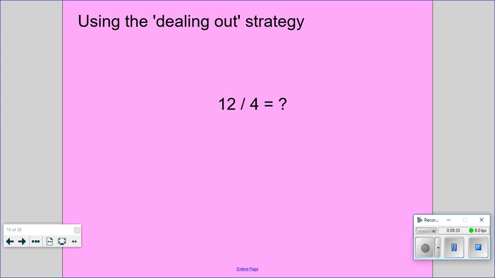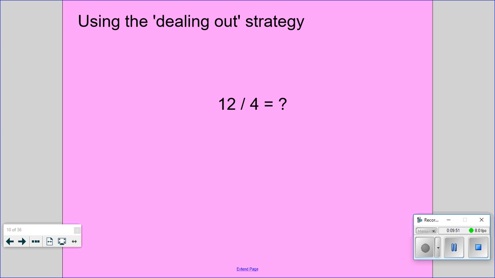Yes, ma'am? It doesn't have to be super giant. It can be regular size. If you wrote it large, it's not the end of the world. 12 divided by 4 equals question mark. 12 divided by 4 equals box.